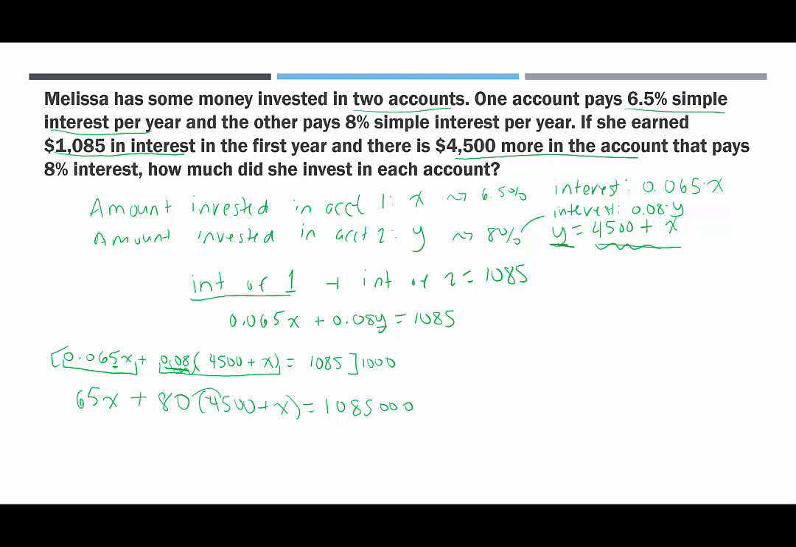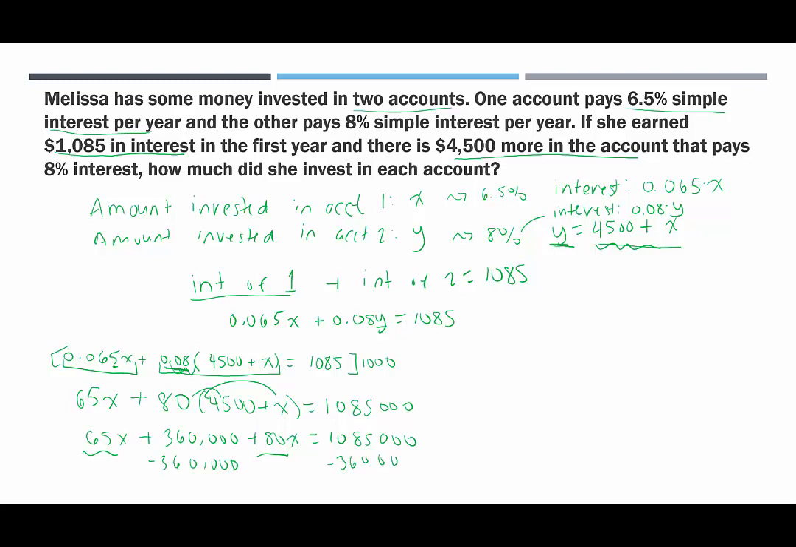When I distribute the 80 here, this is going to be 65x plus 80 times 4,500, which is 360,000, plus 80x, and that equals 1,085,000. Okay, now I want to combine my like terms, and at the same time, I'm going to subtract 360,000 from both sides.